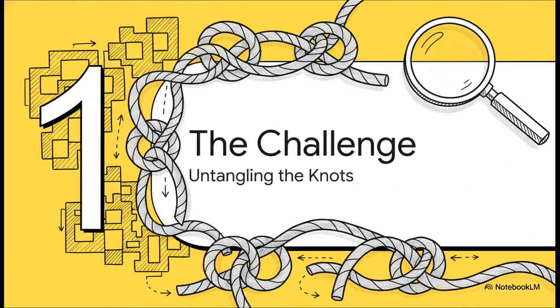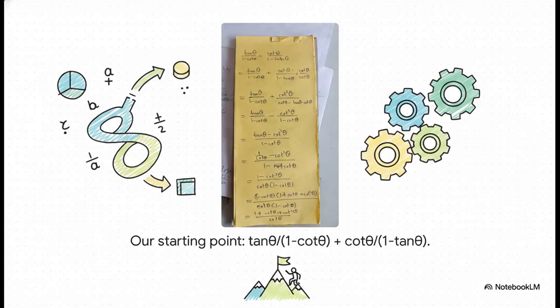And yeah, I get it. A problem like this can look super intimidating, but think of it less like a math test and more like a logic puzzle. The real challenge is just about finding the right moves, the right sequence to untangle all of these mathematical knots. And here it is. This is our starting point. Our mission, should we choose to accept it, is to simplify this expression: tangent theta over 1 minus cotangent theta plus cotangent theta over 1 minus tangent theta. Let's figure out how to break this thing down.